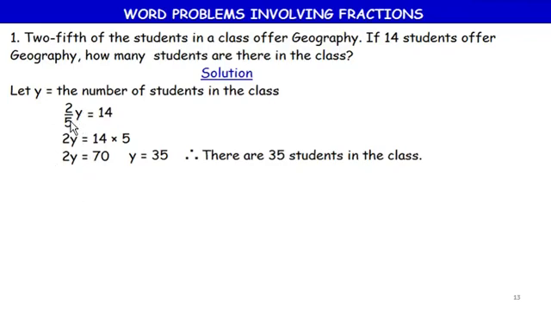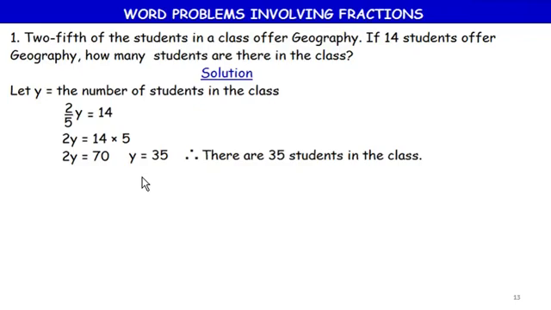In solving, we are going to cross multiply, or we are going to multiply by this 5. So we'll multiply 2 over 5 y by 5 and then 14 by 5. In the end, the 5 cancels out the 5 here. So you're going to have 2y is equal to 14 times 5. So 2y is equal to 70. Then we divide both sides by 2. So we're going to divide 70 by 2, and 70 by 2 gives us 35. So our y is equal to 35. Therefore, there are 35 students in the class.